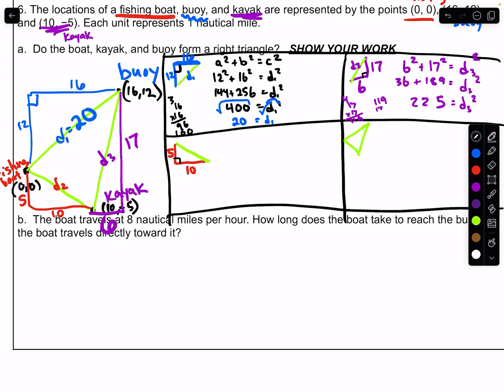So when I go ahead and take the square root of both sides here, I get that D3 is equal to 15. Cool. So that means this distance here is 15. Yay, good to know. I got 20 and 15. All right, let's go ahead and see what D2 is.